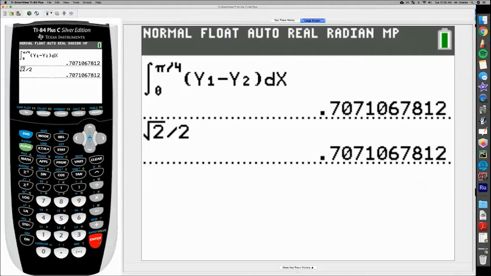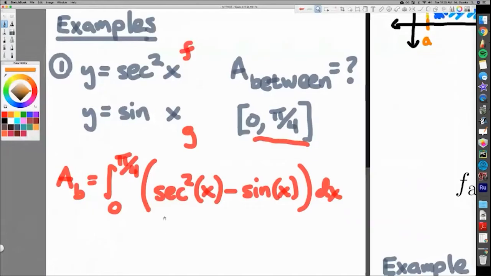Now we have to show the work that gets to this answer. Okay, are there any questions right now? I haven't really done any calculus yet. I just did everything on my calculator. Okay, cool.